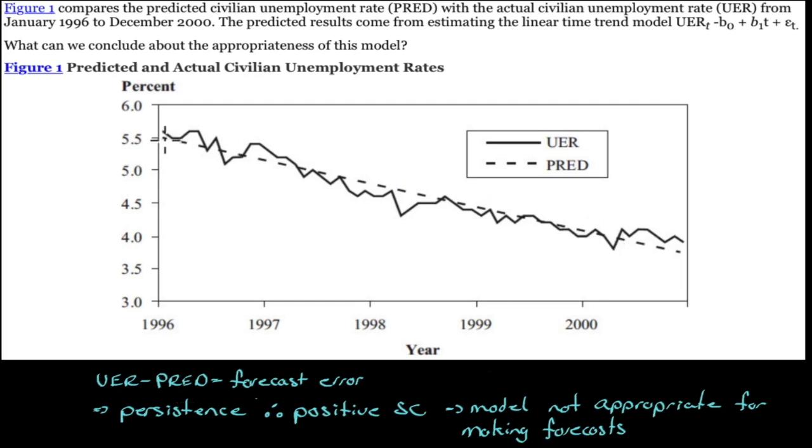Notice there's our intercept, 5.5098, and this is negative 0.0294. So that dotted line is our trend. This is our observations. The predicted results come from estimating the linear trend model, which we've already done. What can we conclude about the appropriateness of this model?